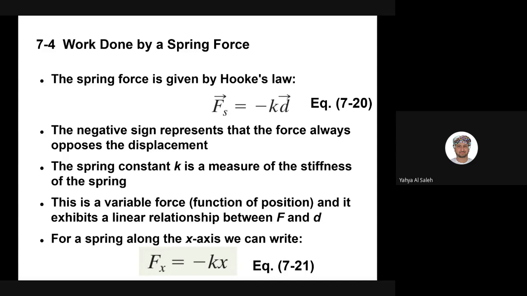So for a spring along the x-axis, we can write Fx equals minus kx. Y-axis, it would be Fy equals minus ky. And in 3 dimensions, we can write Fr equals minus kr and do it all with vectors. So far, so good. Any questions?